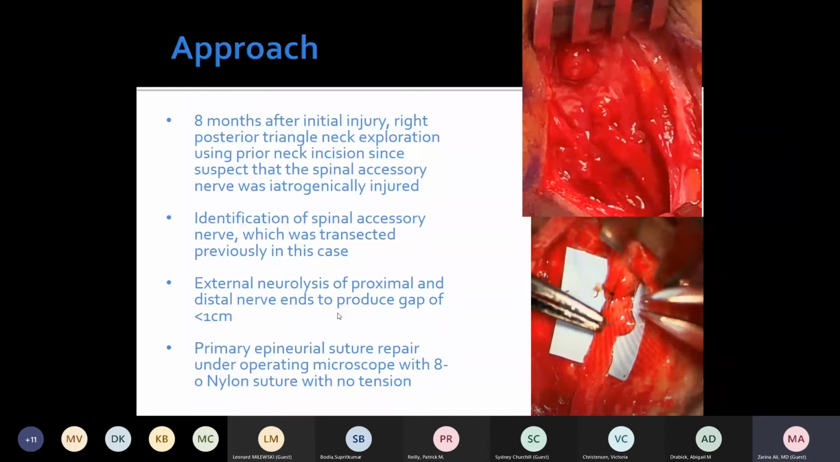Primary epineural suture repair tends to be the best option for injuries like this, as long as the nerve can be coapted without tension. So that is critical to the nerve regeneration.